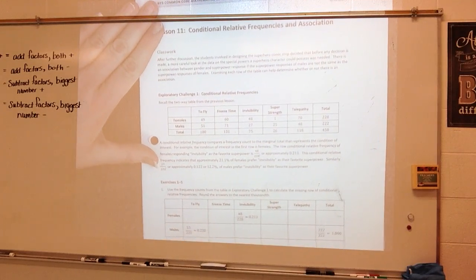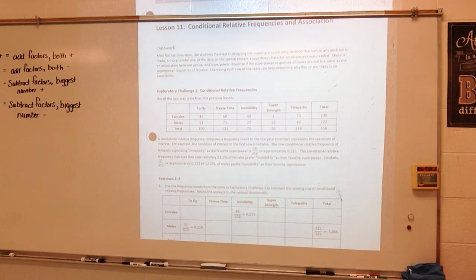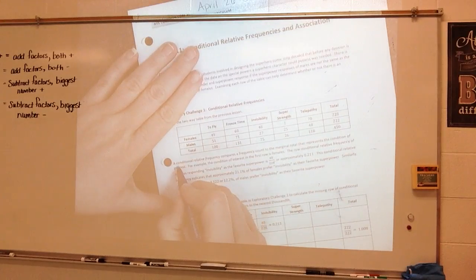Alright, so let's go ahead and look at this. It says, recall the two-way table from the previous lesson. If you remember, this was the two-way table that we did in lesson 10. That deals with males, the number of males, the number of females that chose each superpower, and then we looked at the totals. A conditional relative frequency, alright, there's a vocabulary word.